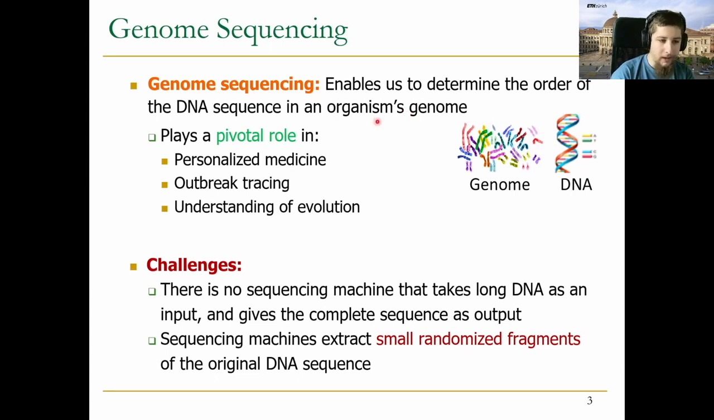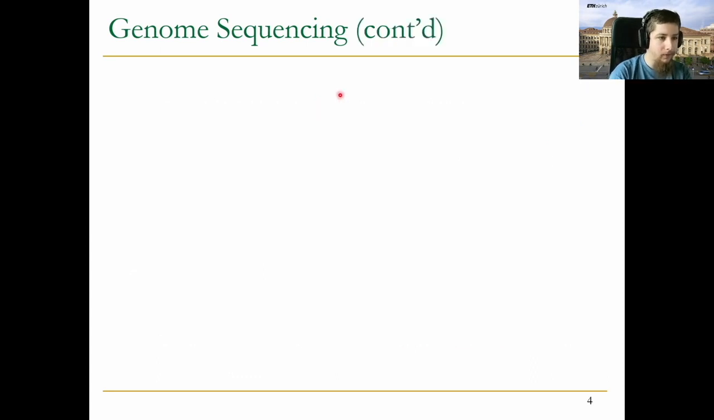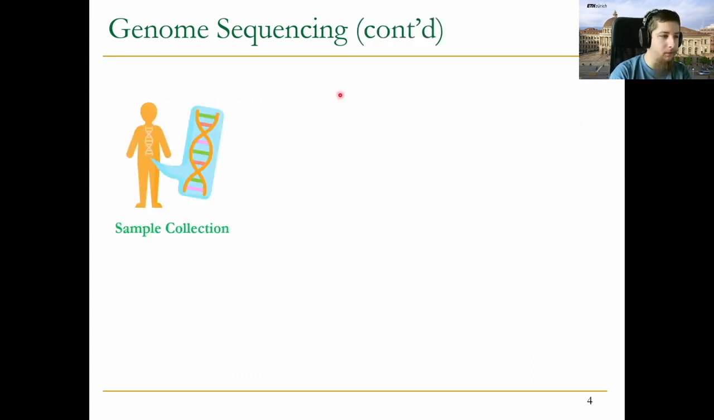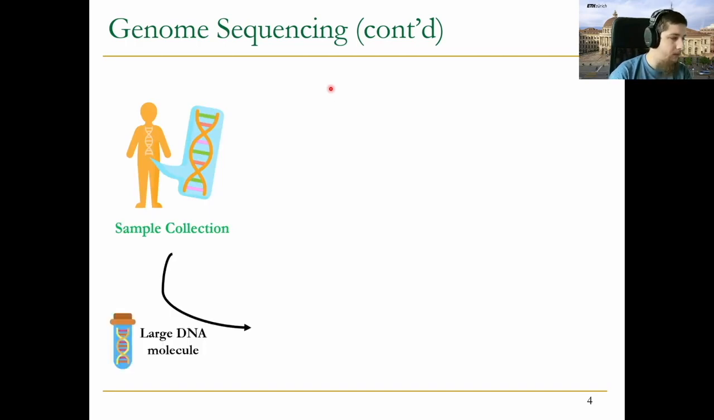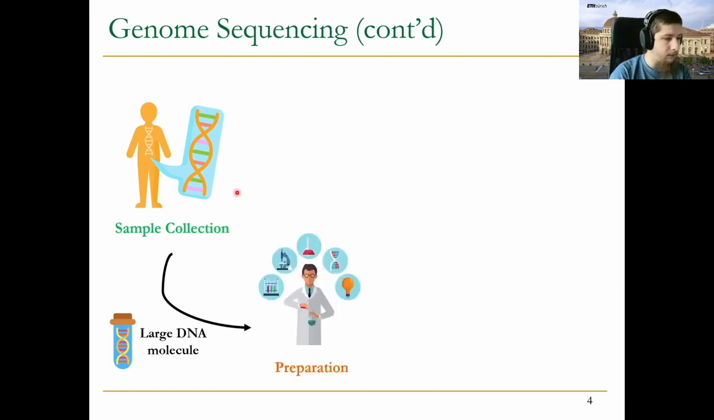This poses some computational challenges, which we target in bioinformatics. So let's quickly look at the full pipeline. We start with some kind of sample collection from a human. This could be, let's say, some blood that we get from a human. It's followed up by some preparation steps.